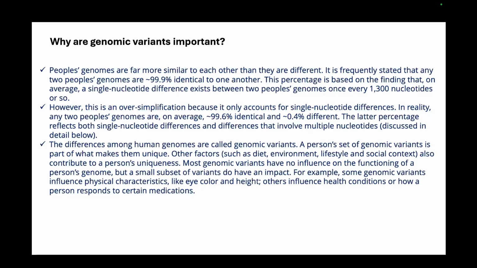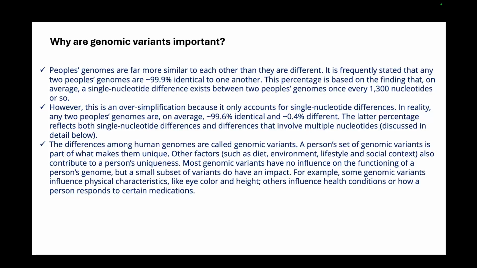So first question that comes to mind is, why are genomic variants important? Why do we want to find variants after doing WGS on a particular sample? Because in most of the papers on research projects, you'll see after WGS sequencing, the thing that they do is ultimately variant calling, and they study the variants. Now the question comes, why is it important? So people's genomes are far more similar to each other than they are different. It is frequently stated that any two people's genomes are almost 99.9% identical to each other.